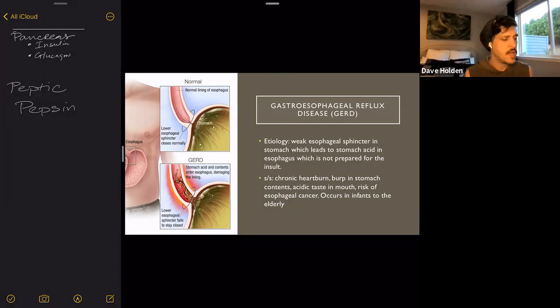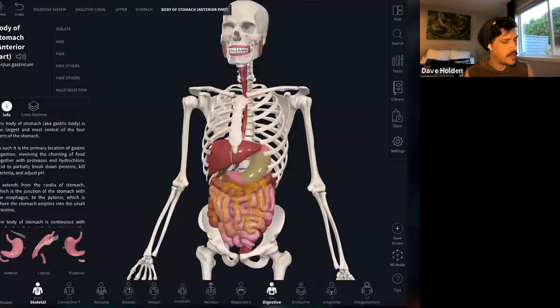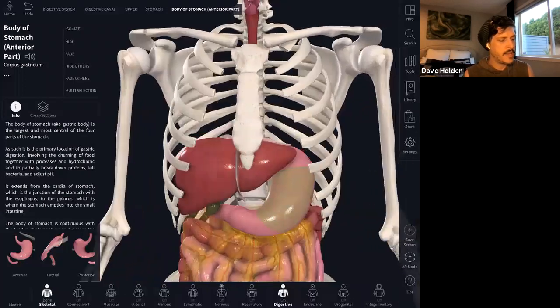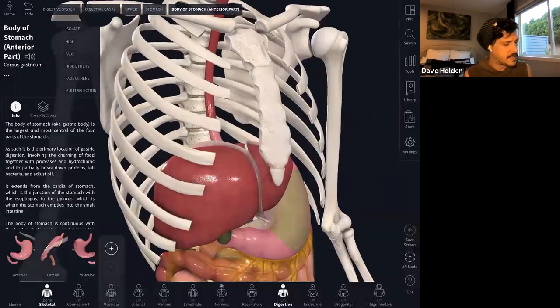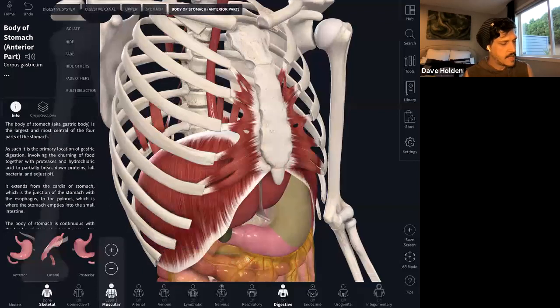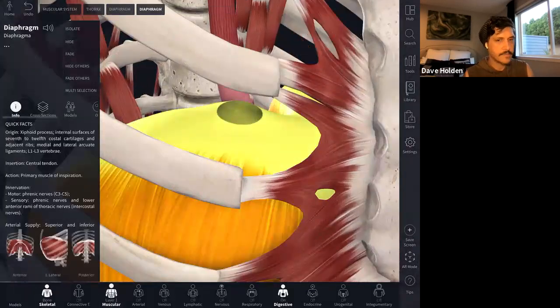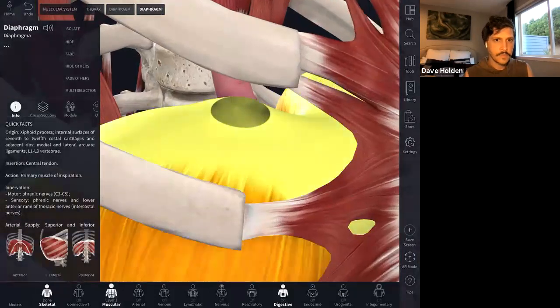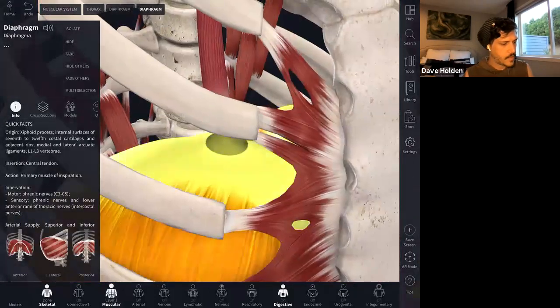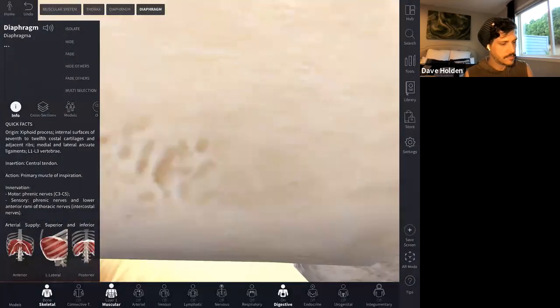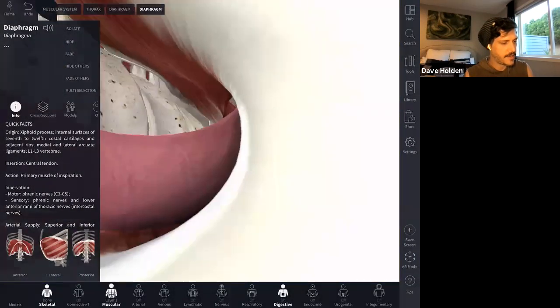Another common issue that can cause GERD is an issue with the esophageal hiatus. The esophageal hiatus is this hole here in the diaphragm. Wait, not that hole. There's that hole.